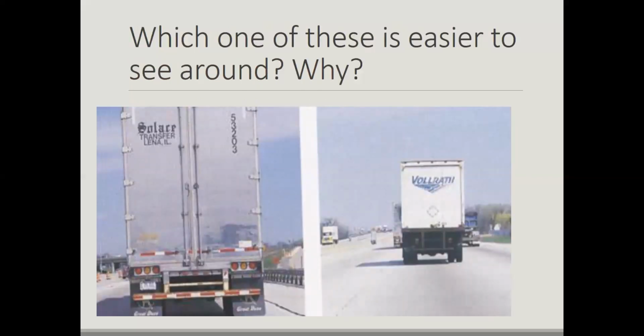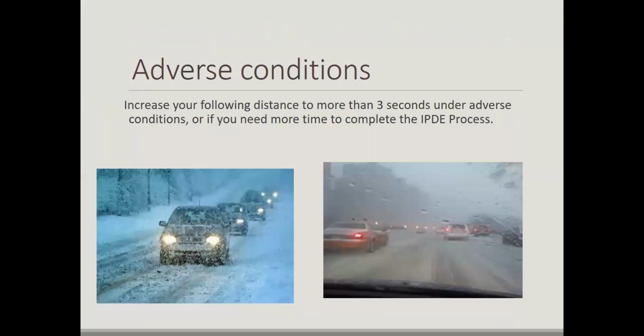So which one of these is easier to see around, and why? I would hope you would choose the one on the right, because you cannot see around the semi-truck on the left. If you're going to pass, then you just shouldn't be following that closely. Remember, a lot of times on the back of a truck it'll say, if you can't see my mirrors, I can't see you. So the one on the left is really traveling in what we call a no zone.